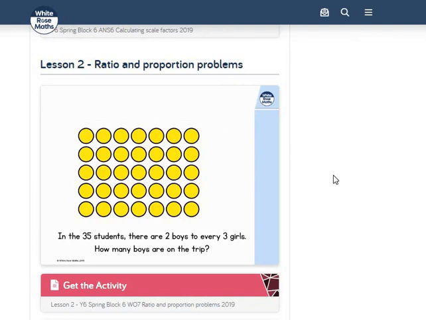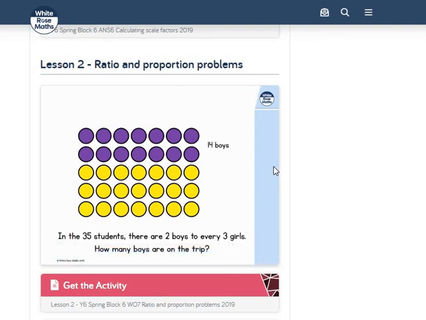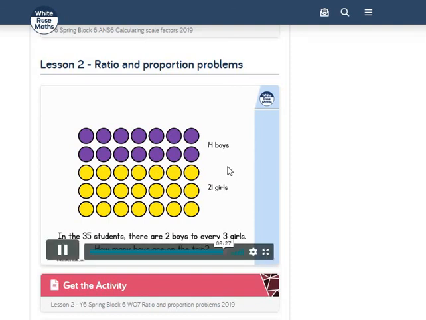So in the 35 students, there are 2 boys to every 3 girls. I wonder if I can see that anywhere. Let's take just a 5. If I think of 5 students, 2 of them will be boys, 3 of them will be girls. Could I repeat this pattern? 2 boys to every 3 girls. If I think of those 5s, I can see that for every 2, there'll be 3. Okay, now I can work it out. If the purple represents the boys and the yellow represents the girls, I can see that there would be 14 boys and 21 girls. There's my answer.